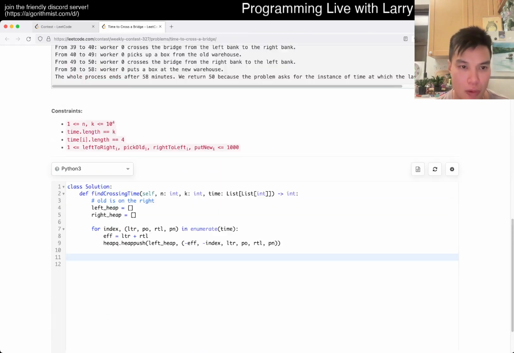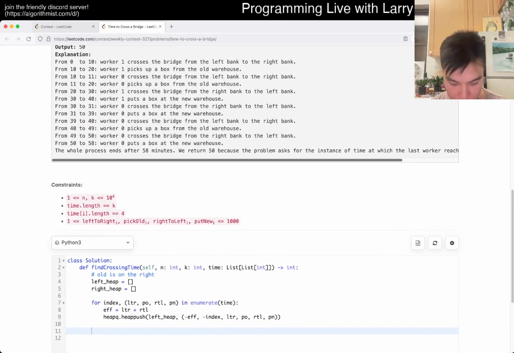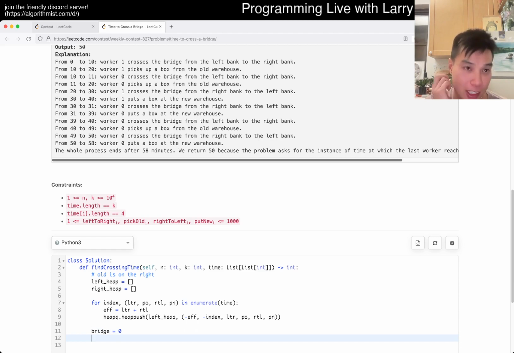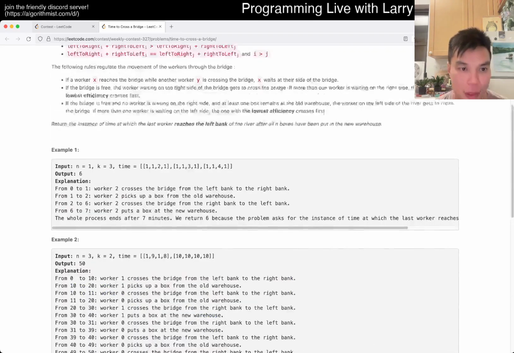Okay, so now we simulate. So the bridge usage. How do I simulate this? Bridge is equal to. I don't know if this is right. Or like I don't know what I want to do. Okay, so if bridge is free, then okay, so now we want to follow these rules.